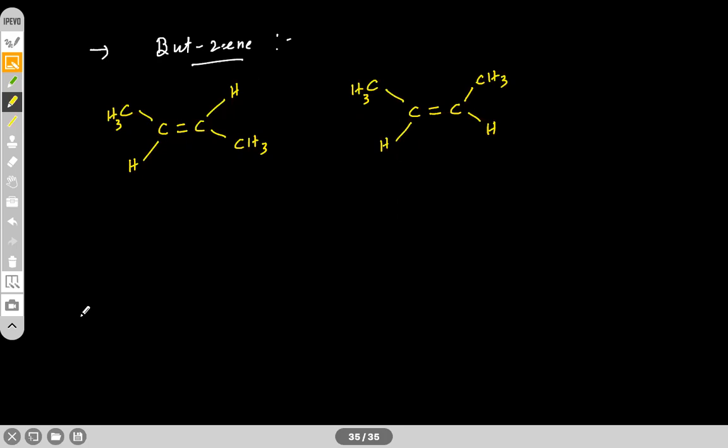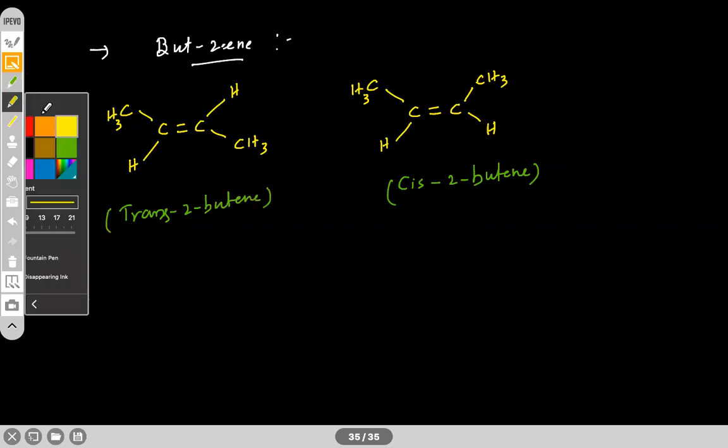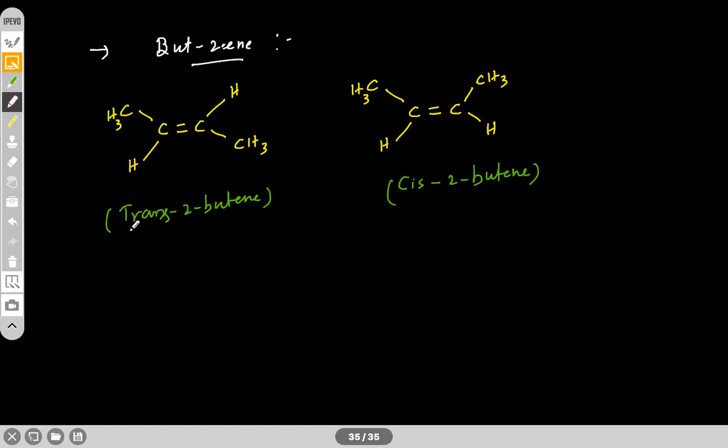Now, if I ask you to draw the structure of cis-2-butene, obviously you'll draw this one, because we know we use cis when the identical groups are present on the same side. So this is cis-2-butene. If I ask you to draw trans-2-butene, you can draw this structure easily. So this is the benefit of these two terms that we are using here, trans and cis. Some more examples you see.